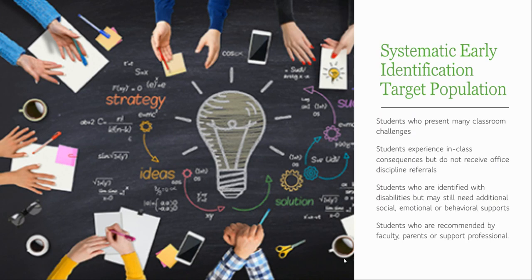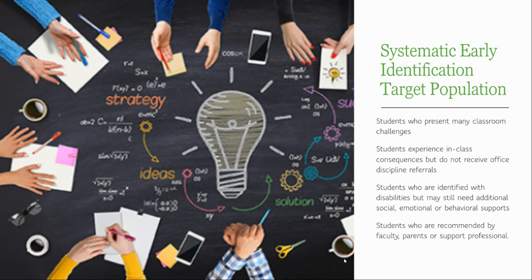So, effective identification systems should be designed to identify students who present many classroom challenges. Those are those students who are chronically disruptive in the classroom. It should also be designed to identify students who experience in class consequences that may or may not ever receive an office discipline referral. So, those are those students that are having problems within the classroom, but those behaviors will fall under those staff managed behaviors. And so, those behaviors may not be documented within our office discipline referral data count.